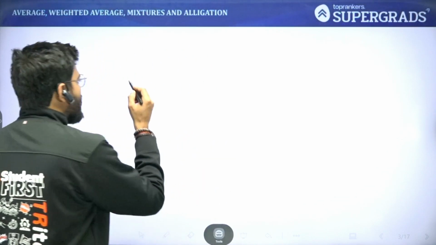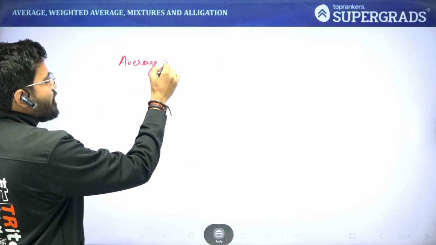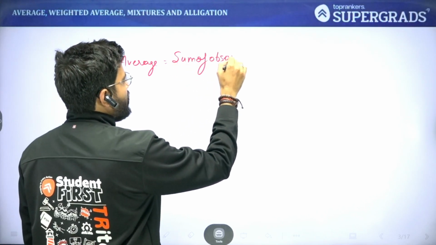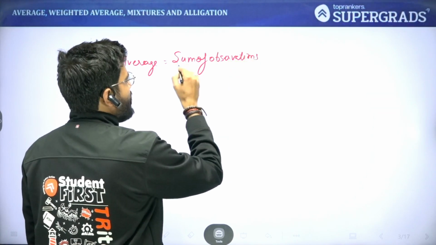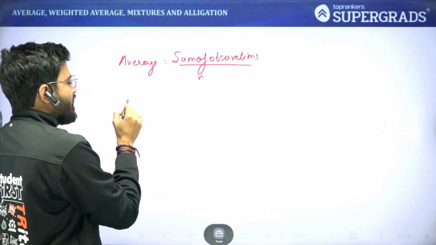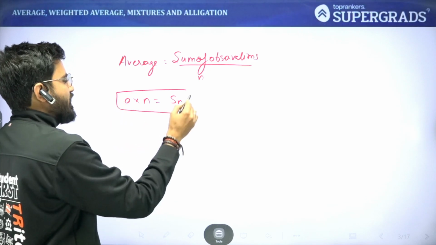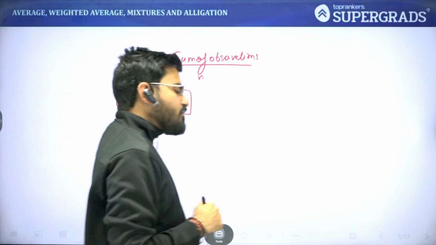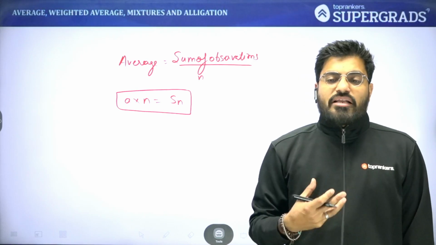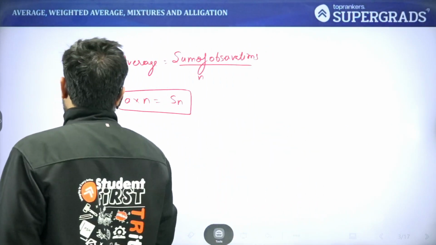So average is nothing but sum of observations upon number of observations. And if I multiply the average by the number of observations, it gives me the sum of observations. This is an important result because at times you need to get the sum of observations and the average is given. So average multiplied by number of observations gives me the sum of all the observations. And now these are the basics.